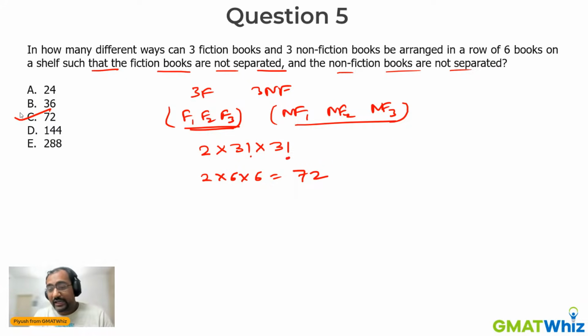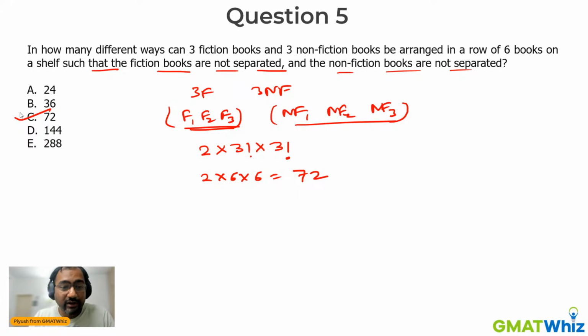So a straightforward arrangement focused question if you understand the question stem well. I don't have to arrange all 6. I have to keep them in groups, and keeping the parentheses around them helps you visualize it better. Then take into account the fact that these 2 groups can also be swapped. They need to be arranged too. Which group comes on the left is also important.